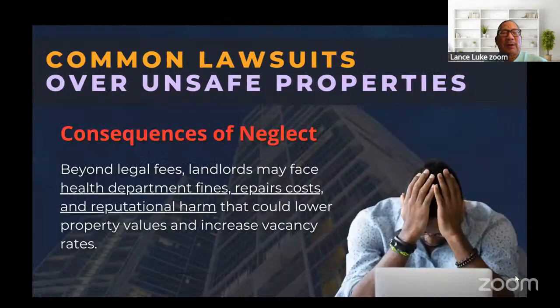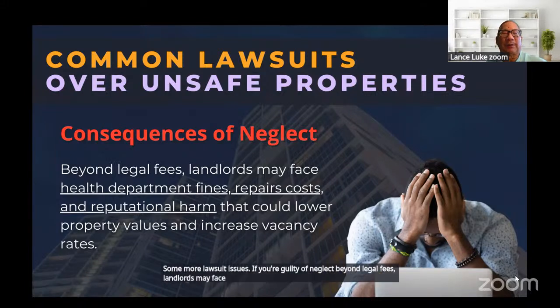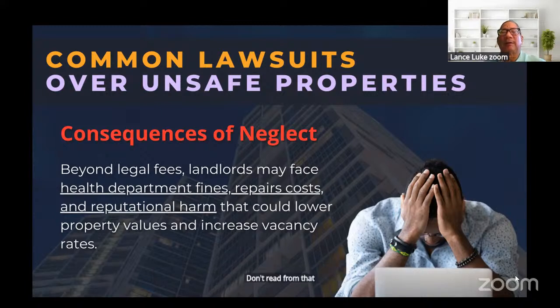Some more lawsuit issues. If you're guilty of neglect, beyond legal fees, landlords may face health department fines, repair costs, and harm to their reputation that could lower property values and increase vacancy rates. So you don't want to be known as the slumlord and don't rent from that guy. He never fixes anything. Although people might rent because it's cheap.